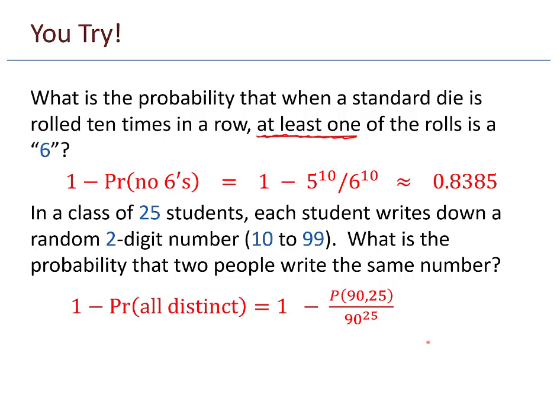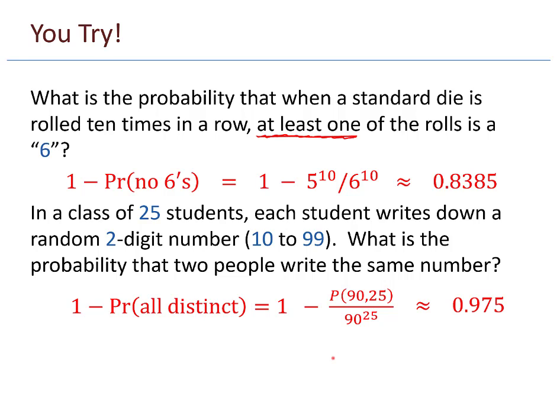And so if they all write down distinct numbers, it's kind of like the die problem on the previous slide. There's 90 ways the first person can write down a number, and then there's 89 ways the next person can write a number, and then 88 ways the person after that, all the way down until you get 25 factors. And then, so that's 90 permute 25, and then all of that divided by 90 raised to the 25th. So 1 minus that number ends up being about 0.975, which is surprising to a lot of people.